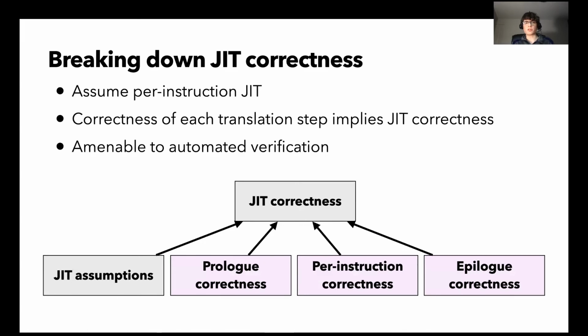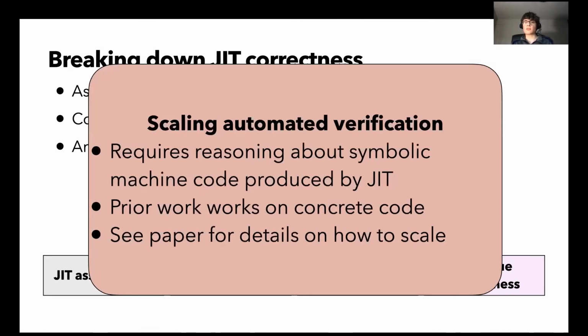Jitterbug exploits this per instruction JIT property by breaking down JIT correctness into the correctness of each translation step. So to show JIT correctness, we show that the prologue is correct, that the JIT is correct for each BPF instruction, and that the epilogue is correct. And the advantage is that this is amenable to automated verification because these properties are encodable in SMT. Of course, scaling automated verification is still difficult because it requires reasoning about the symbolic machine code produced by the JIT, whereas prior work deals only with reasoning about concrete code. For more details on that, you can see the paper on how we scale verification.